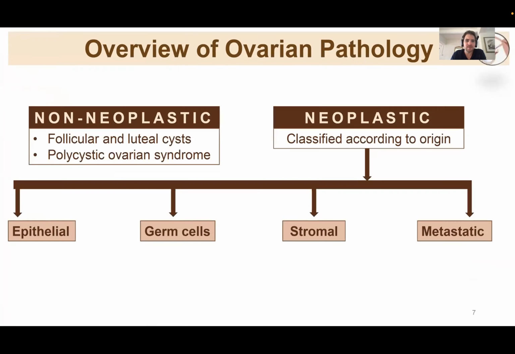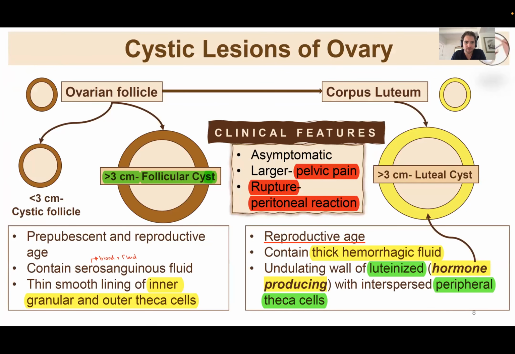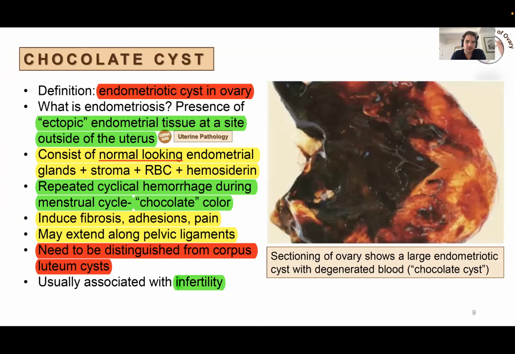All right, so normal anatomy, you know this. We'll get into the different pathologies here of the ovary. Big one they like to test on, these chocolate cysts.